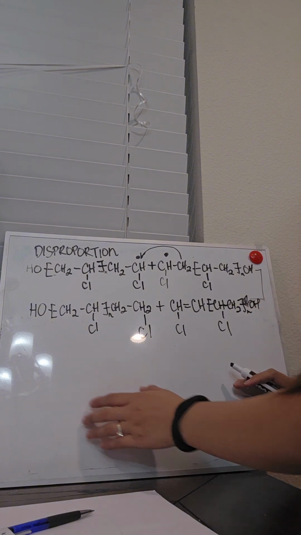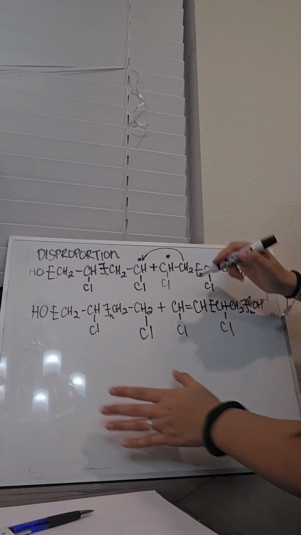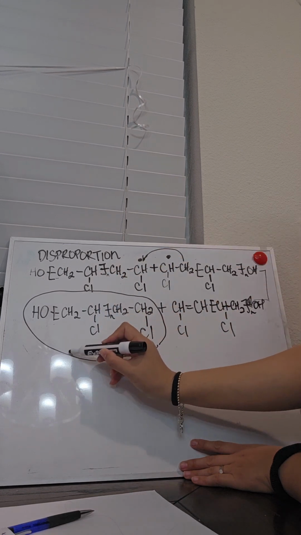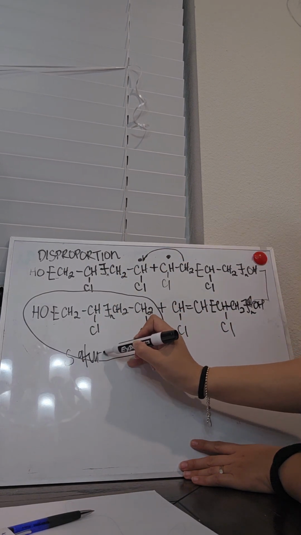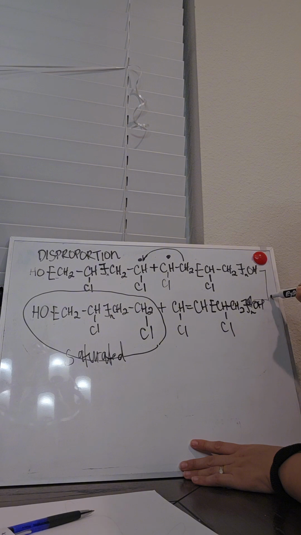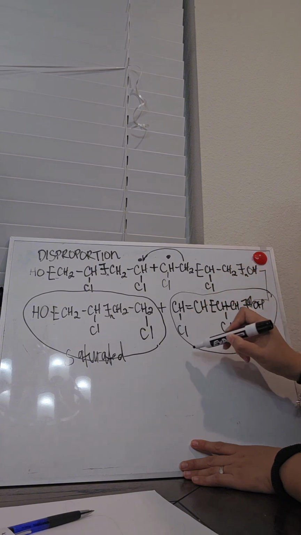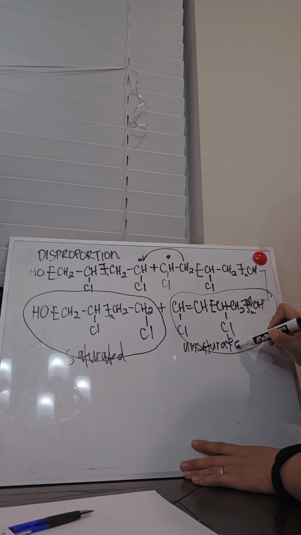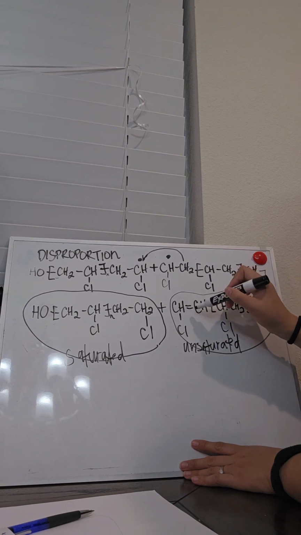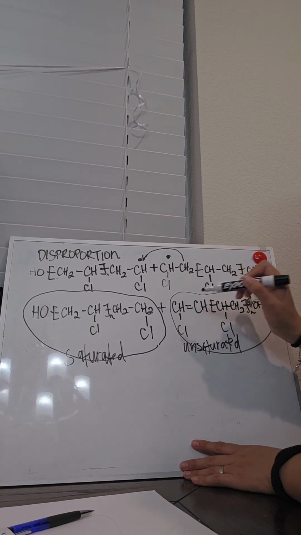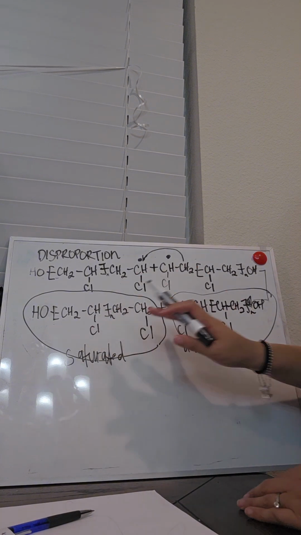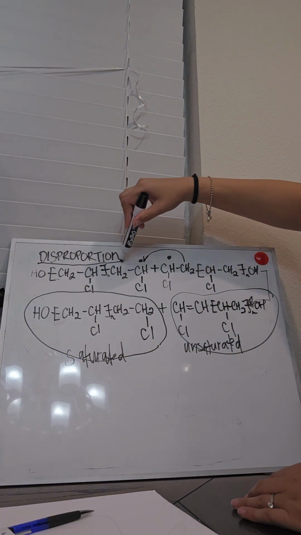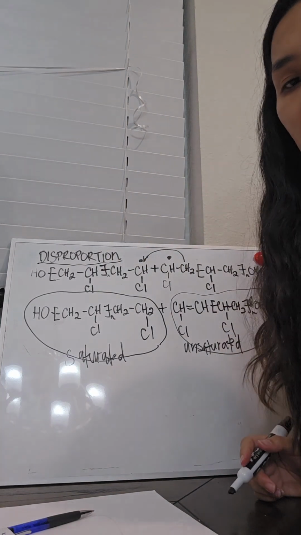Alright, so now we have these two different products right here. So this one will be our saturated, and then this one right here is the unsaturated. Now how I know that this is an unsaturated is because of the double bond that was formed right here. So these are the two end products to the disproportionation method of our termination.